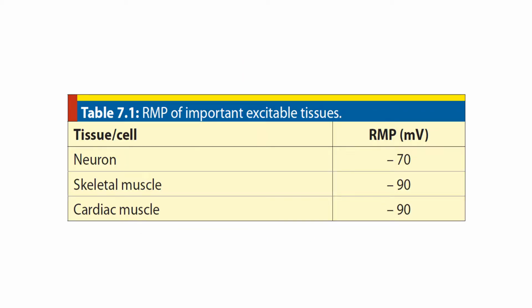The normal resting membrane potential values of the excitable tissues, that is the tissues that can change their polarity after stimulation, are as follows. In case of neurons it is minus 70 millivolts. In case of skeletal muscle it is minus 90 millivolts. In case of cardiac muscle it is minus 90 millivolts. Cardiac muscle can again be subdivided into working myocardial cell and the pacemaker cell. In case of working myocardial cell it is minus 90 millivolts.